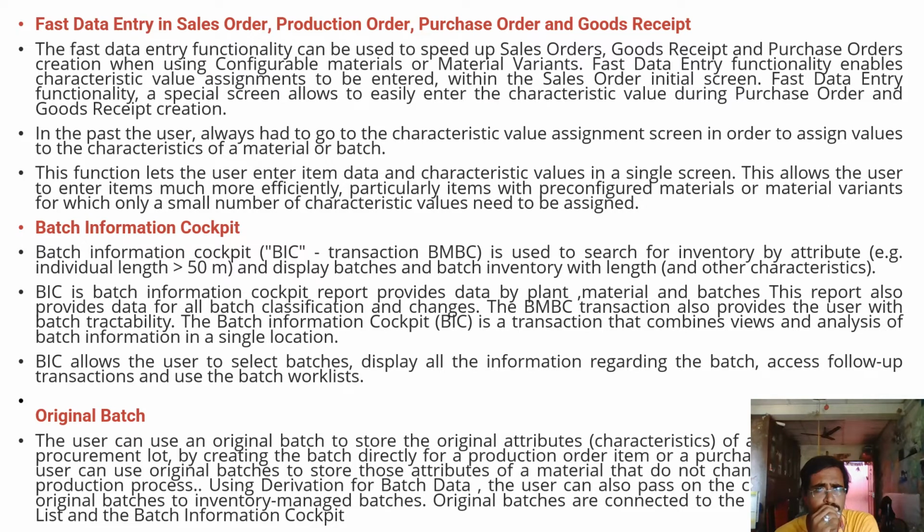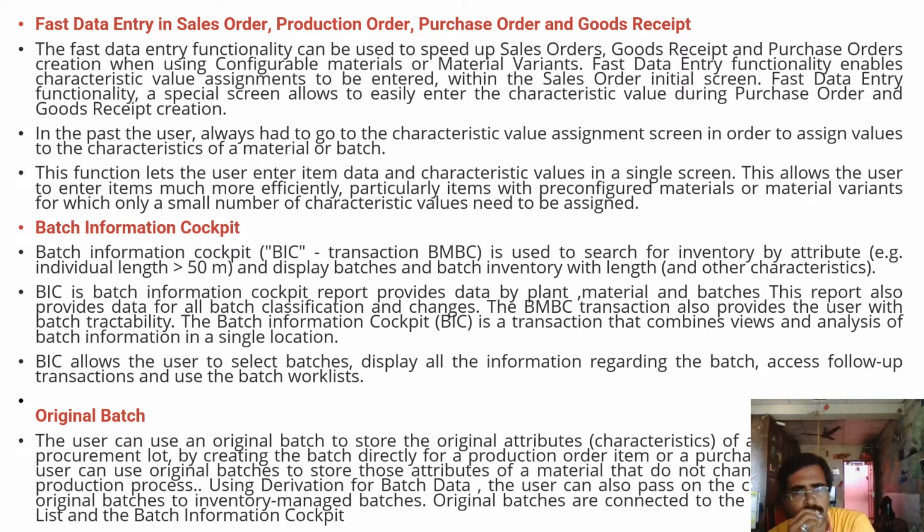The BMBC transaction also provides the user with batch traceability, right? So it will help you to track the batch, where it is located, how it has moved. So everything can be tracked using the BMBC transaction. So we have the traceability matrix there. The batch information cockpit is a transaction that combines use and analysis of batch information in a single location, right? And it allows the user to select batches, display all information regarding the batch, access follow-up transactions, and use the batch work list.